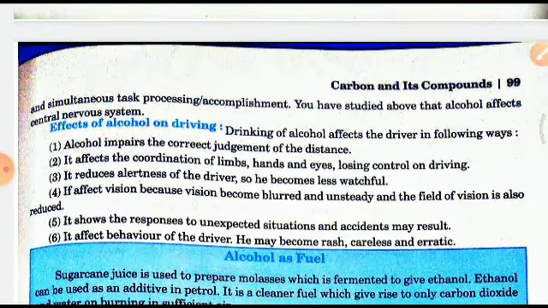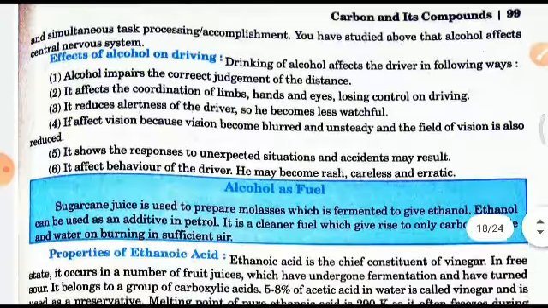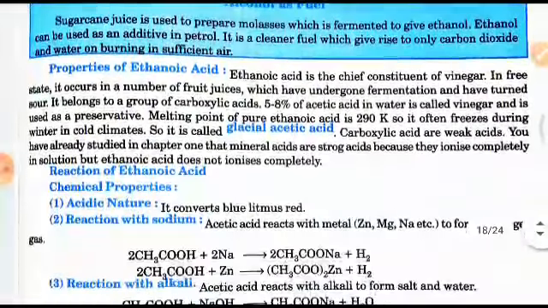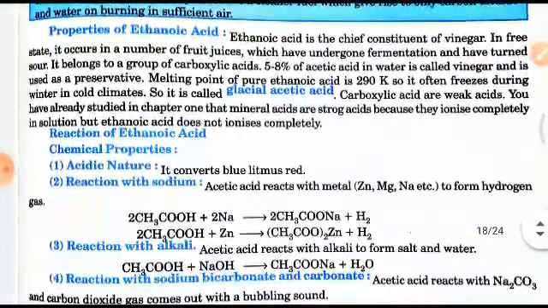Effects of alcohol on driving: because it has an effect on the central nervous system, it has a hallucinating or anesthetic effect, so you may feel drowsy while driving, and that may cause accidents. The vision becomes blurred. So, those are the properties. Now we move to ethanoic acid.